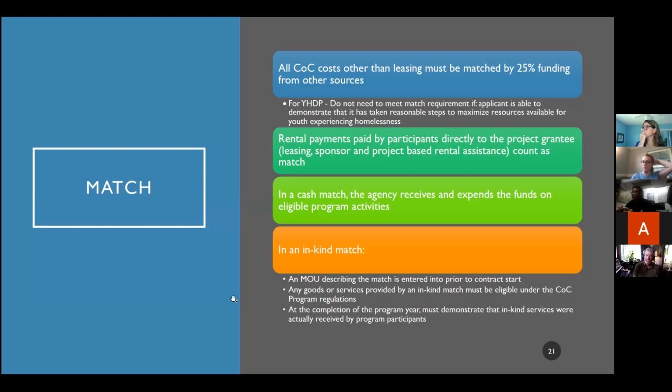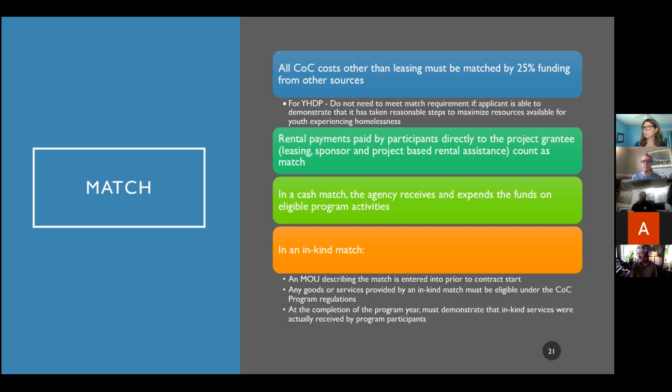There is special language with respect to YHDP grantees. If the applicant is able to demonstrate that it has taken reasonable steps to maximize resources available for youth experiencing homelessness, you do not need to meet the match requirements. So the YHDP ones are a somewhat case-by-case thing. Anything other than YHDP, there is no gray area whatsoever. You must meet that 25% match.